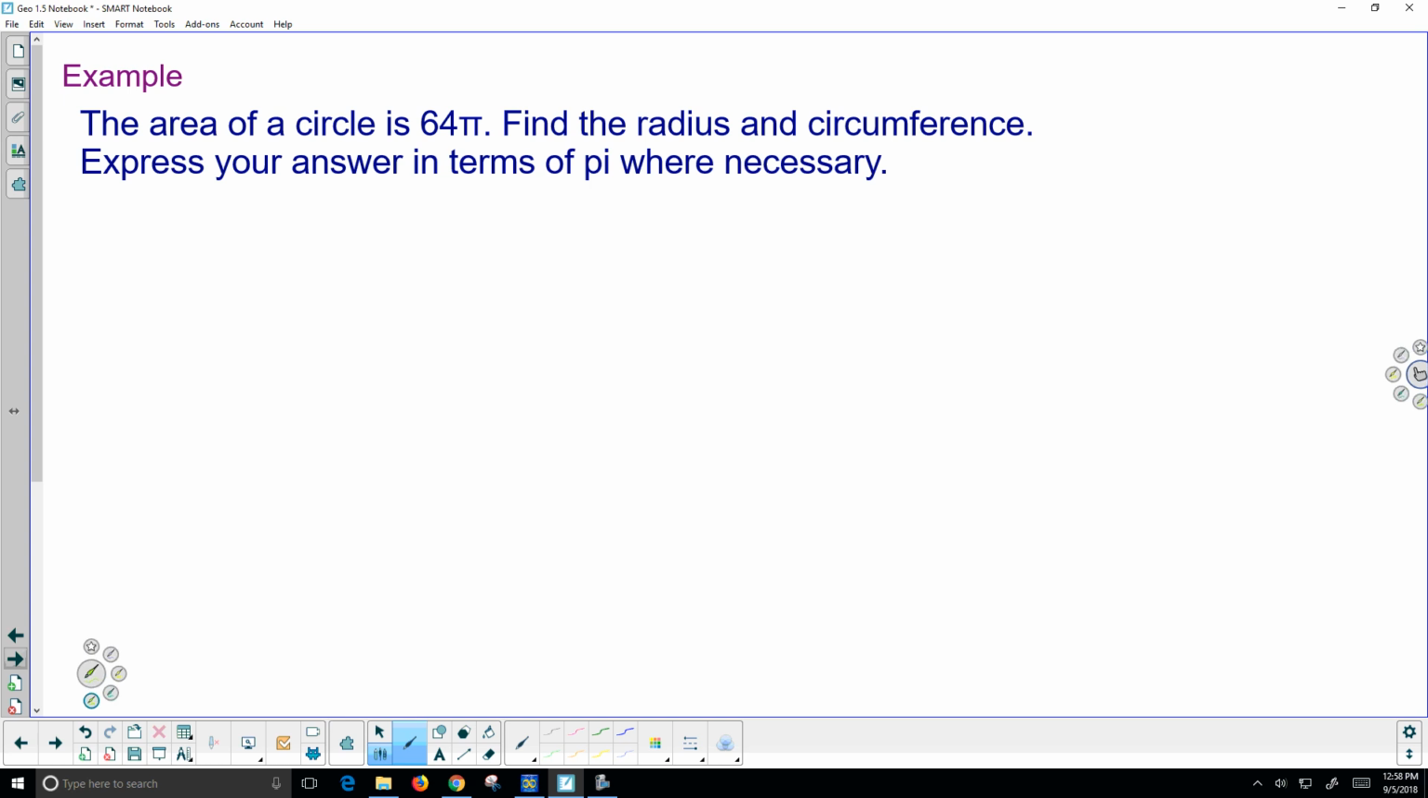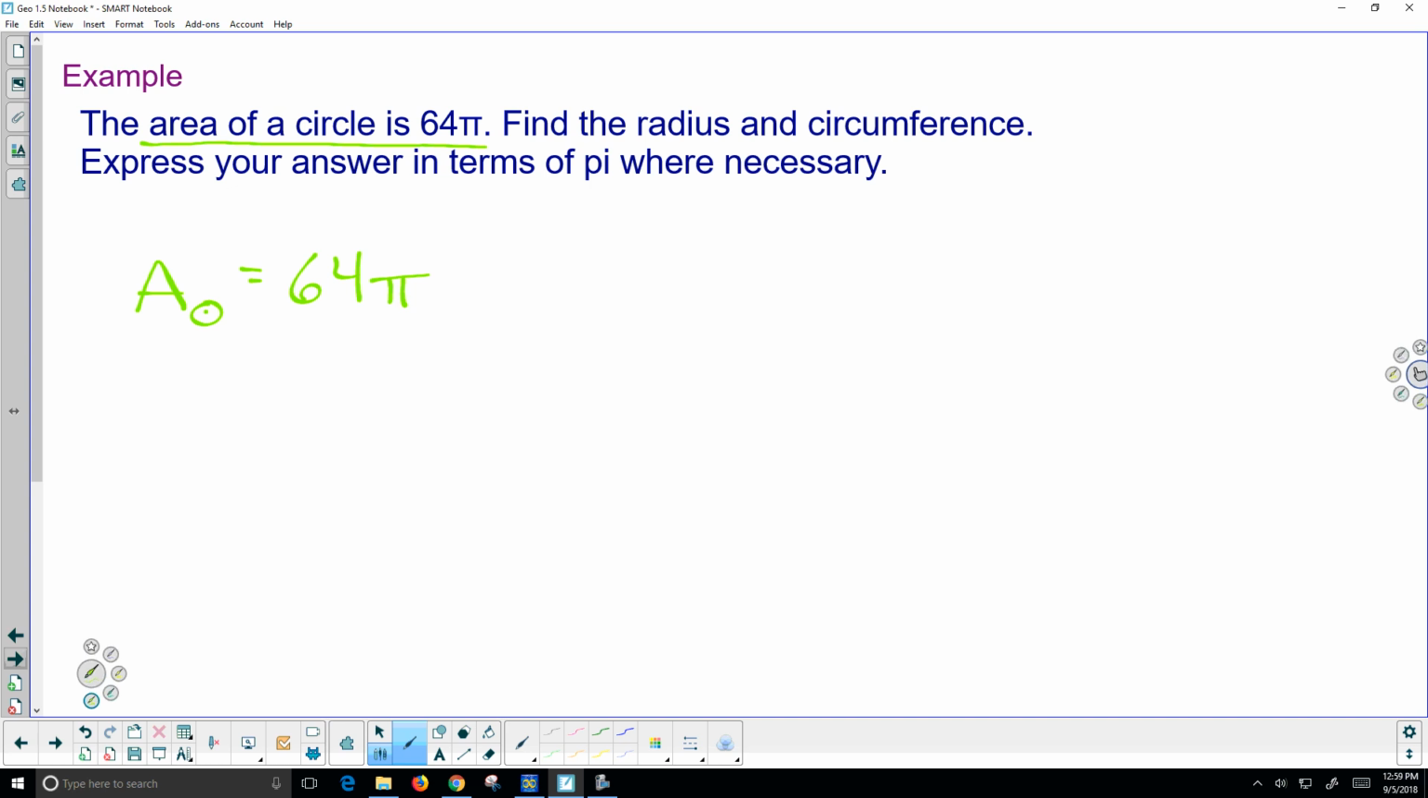All right, so the first thing that I need to do is kind of convert this right here. The area of a circle is 64 pi. Well, if I were to make an algebraic expression out of that phrase, I would say the area of a circle is equal to 64 pi. Okay, so that's my expression.